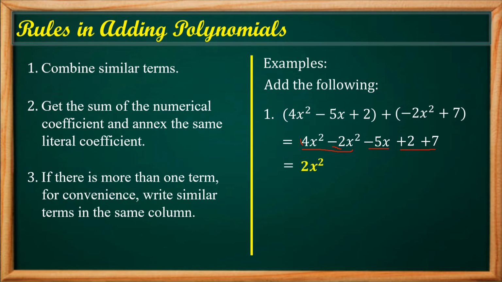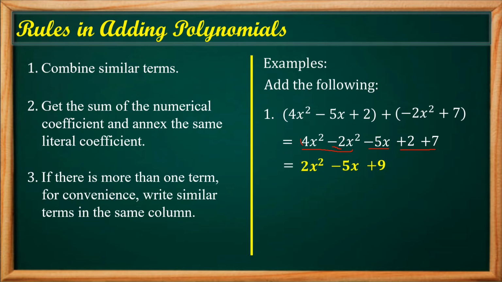Then, annex the same literal coefficient. Ano yung literal coefficient? X squared. Next, since nag-iisa si negative 5x, just copy negative 5x. Then, 2 plus 7, that is positive 9. And that would be the answer. If we will have 4x squared minus 5x plus 2 plus negative 2x squared plus 7, then the answer is 2x squared minus 5x plus 9.